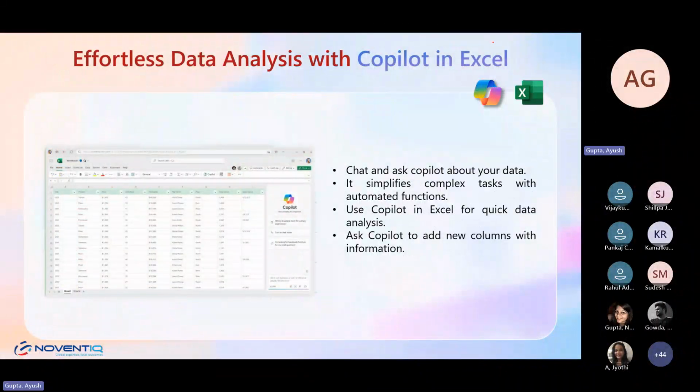Effortless data analysis. Whatever data you have in an Excel sheet, Copilot will be able to analyze that as well. You can ask Copilot to create complex formulas for you, to perform multiple sorts of formulas, and to add sections and columns for you. You can also ask Copilot to create macros for you. All that can be performed with the help of Copilot in Excel. As I mentioned, ask Copilot to add a new column or to give a quick data analysis, all sorts of stuff can be performed with the help of Copilot.